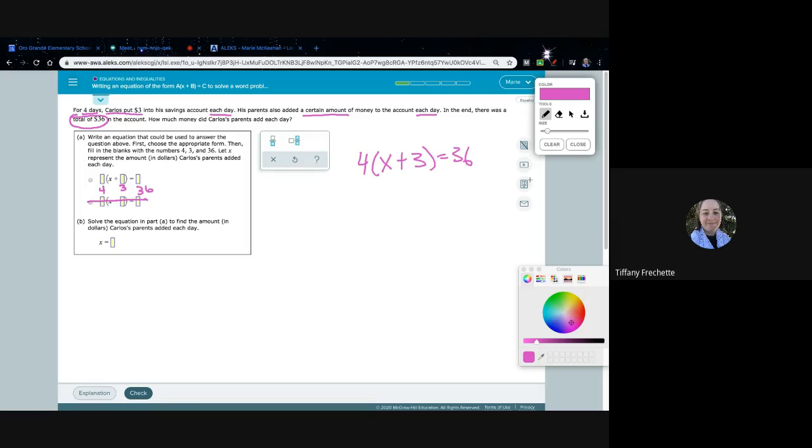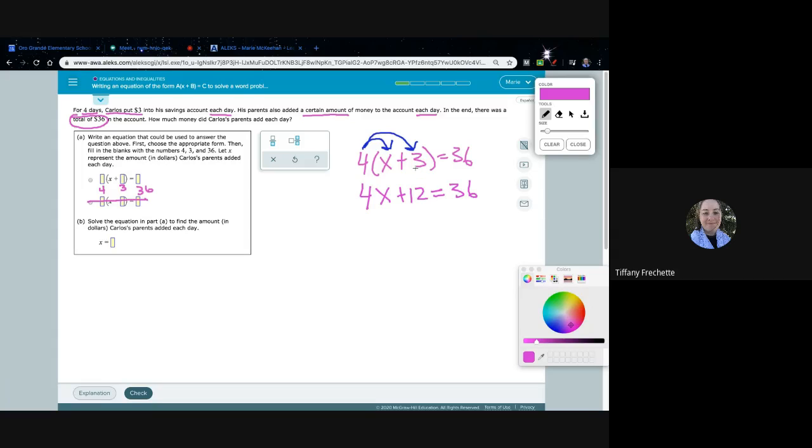All right, so now I'm going to distribute on this one just so that you can see distribution. So we're going to take this 4 and we're going to multiply by everything in the parentheses here. So we have 4x, for 4 times x, plus 4 times 3, and we get 12. We're not going to distribute it to the 36. That's outside of the parentheses, and it's on the other side of the equal sign anyway. So only the things that are in the parentheses.